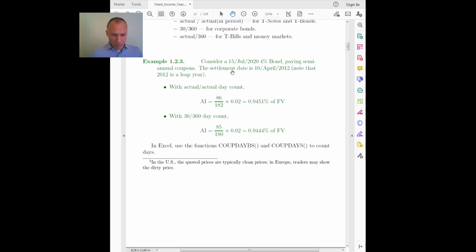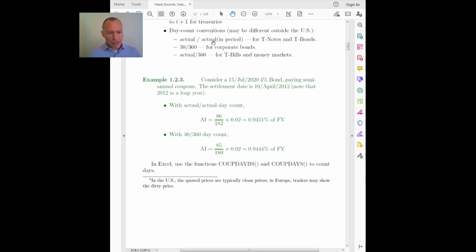We are trading the bond, so the settlement date is on the 10th of April 2012. Okay, and for these day count conventions where we really count days by the calendar with actual, we have to take into consideration whether 2012 is a leap year or not. Okay, and it is a leap year, meaning February has 29 days. All right. So let's see how we compute the accrued interest.